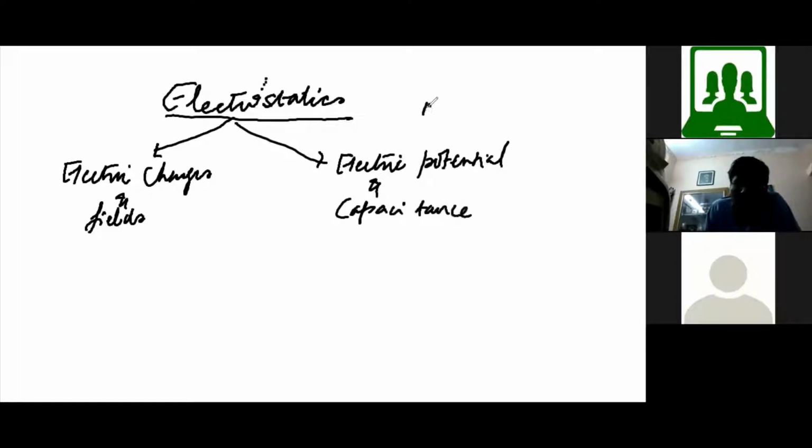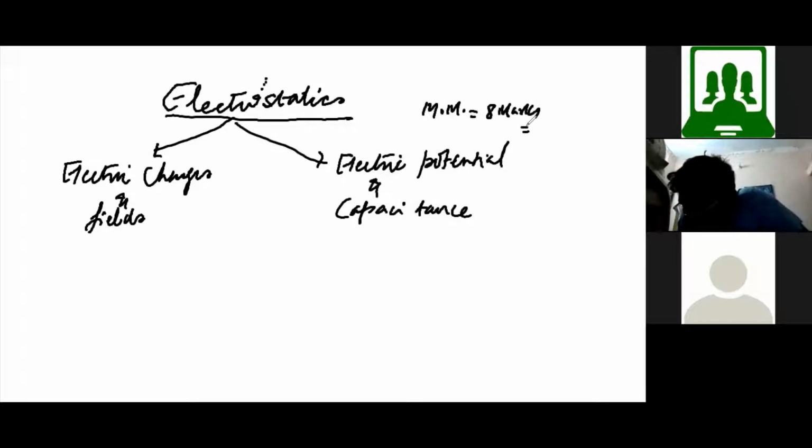Now, as per the NCERT, this is of 8 marks, both the chapters. Both the chapters are of 8 marks.